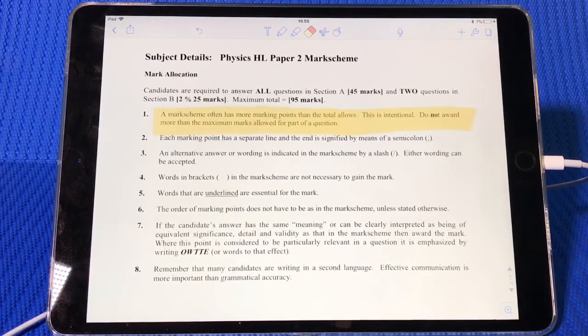And this is really true for broader questions. And you'll see in this image here where this physics paper says that they add more marks than needed. And this is because students might not necessarily use the same points for a question.